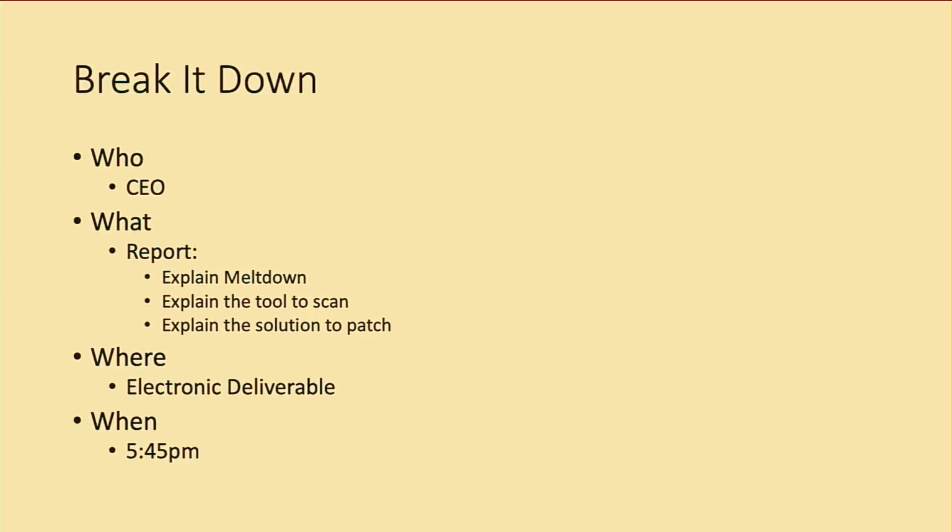For this situation, who is it? It says CEO, but it should say CIO. What? It's a report. Three basic things within this report are: explain Meltdown, explain the tool to scan for it, and then explain the solution to patch it. Where? It's an electronic deliverable most likely, and in this situation it was. And when? It said it was due at 5:45. The reason I put the when in there is because as an inject handler, you have to make sure you stay on top of when things are due, because no one else probably will at the end of the day.